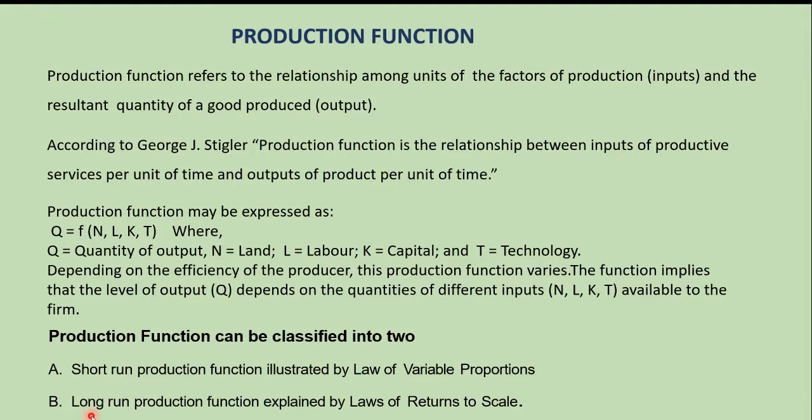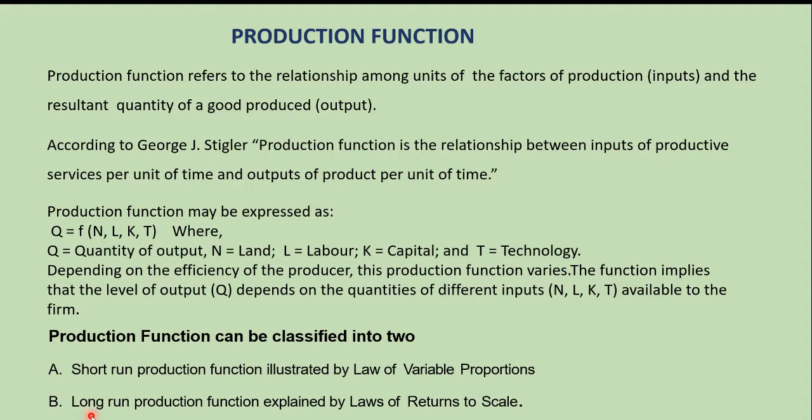So during the short period, only some factors of production can be changed. Other factors cannot be changed. The factors which can be changed are called variable factors. The factors which cannot be changed are fixed factors. So factors of production can be called fixed and variable. Fixed means மாற்ற முடியாத factors of production are called fixed. Variable factors of production, which can be changed, are called variable.